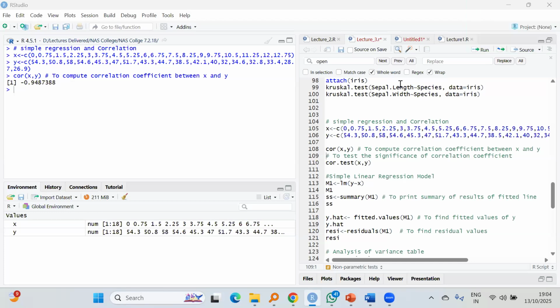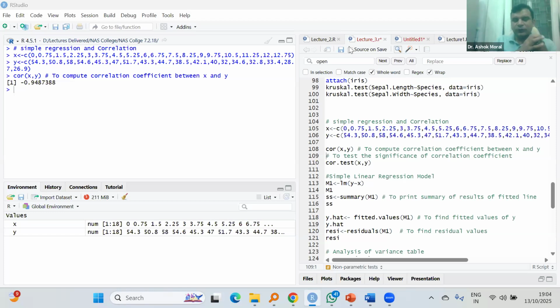Whether one is increasing or the other is decreasing. One variable is increasing and the other is decreasing. So if we change, the changes are in opposite directions: one increases, the other decreases; the other increases, one decreases. Okay. So we talk about this, and the range of the correlation is -1 to +1.